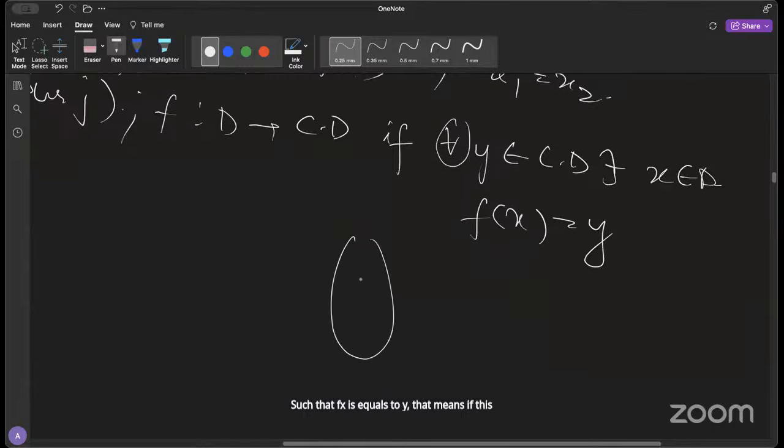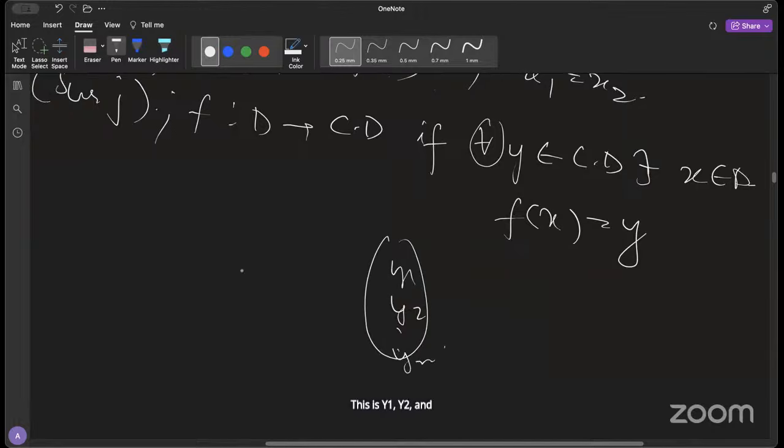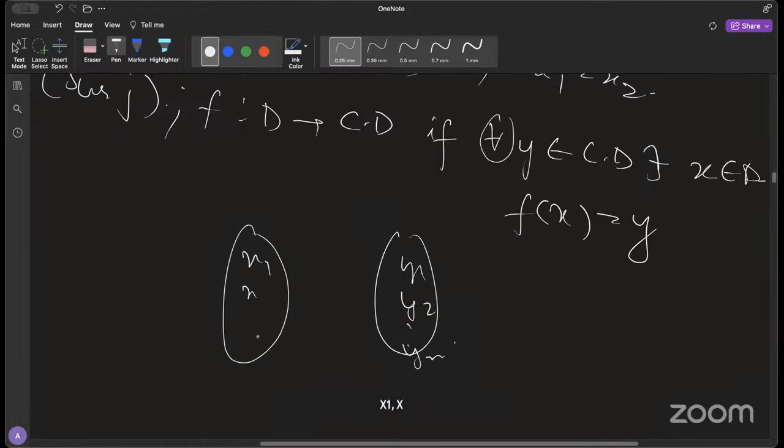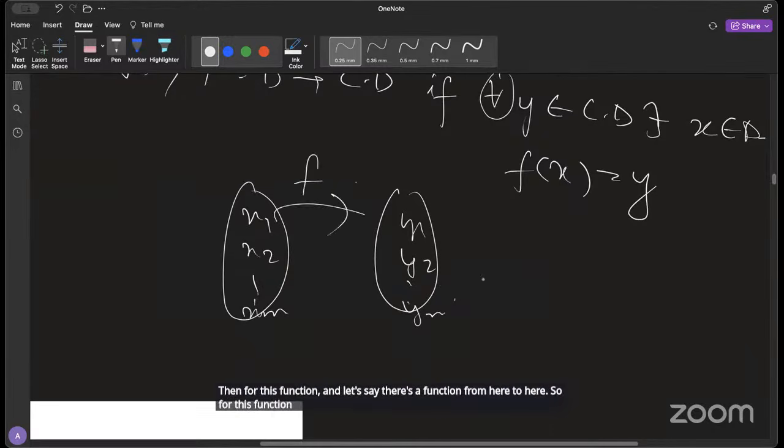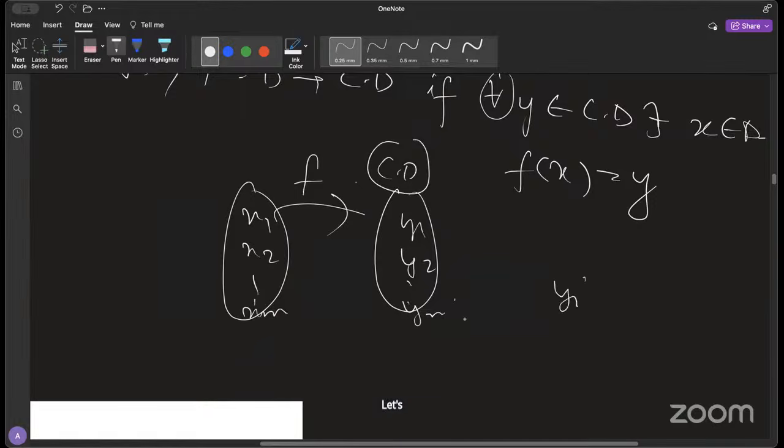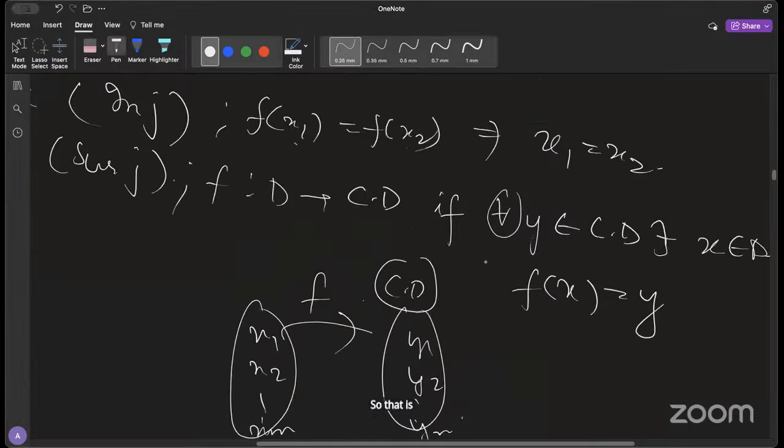That means if this is your codomain, with elements y1, y2, and yn, let's say, and this is your domain, with x1, x2, and xm, and there's a function from here to here. For this function to be onto, it simply means that for every y in your codomain, let's take yi, you should have an x such that x's image is y. That's given y, and that should be true for every y in your codomain. So that is your onto function.